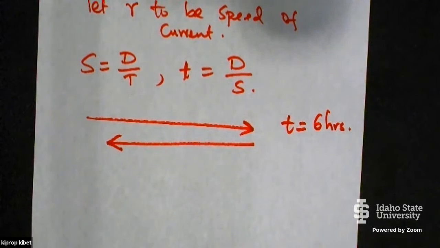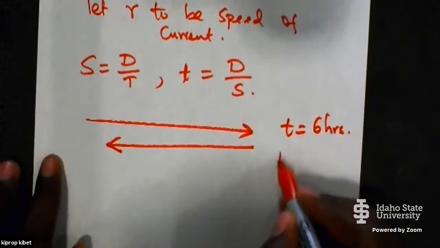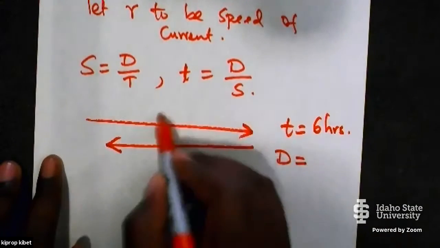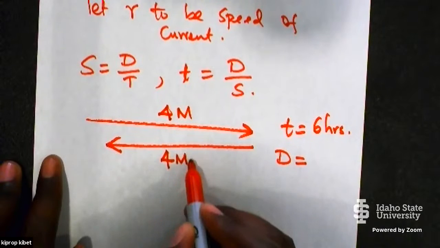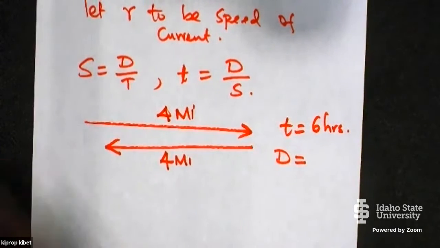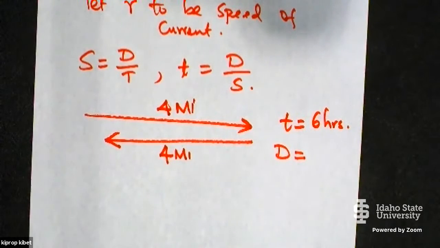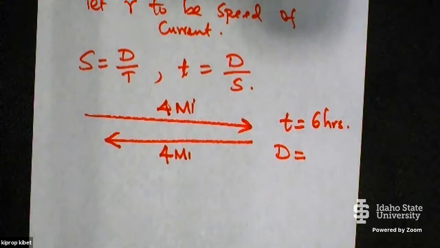Then the trip was 4 miles each way. So the distance going is 4 miles. The distance coming back is 4 miles. The trip was 4 miles each way, and the current was difficult.